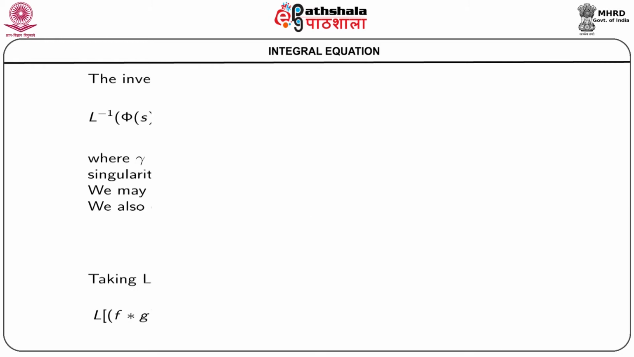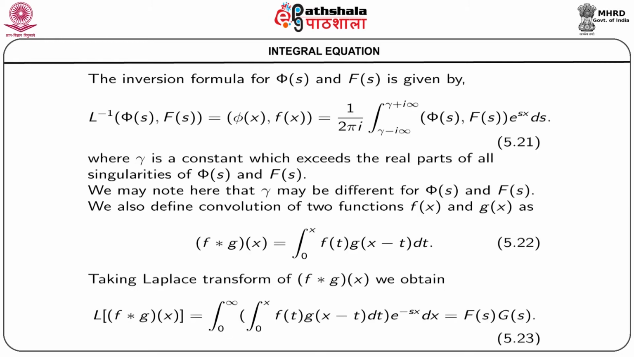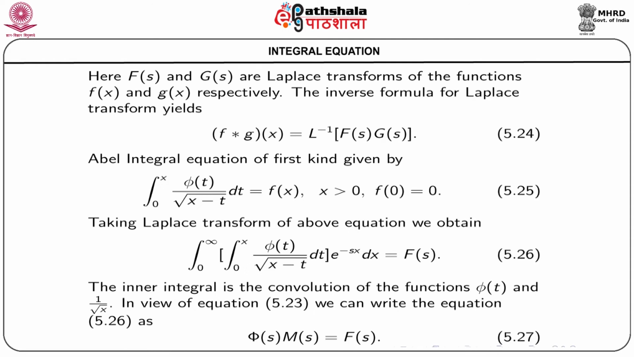Now, recall the definition of convolution of two functions as given in equation 5.22, which is integral 0 to x f t g of x minus t dt. Now, if we come to equation 5.26, we can see that the inner integral is the convolution of the functions phi t and 1 by root over x.